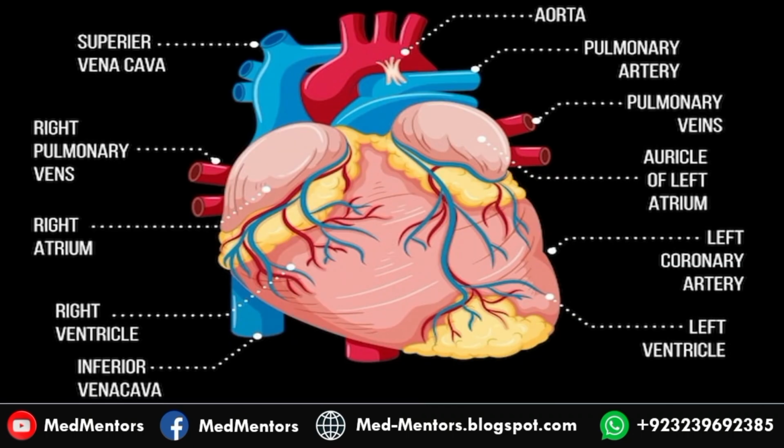Here we have a diagram of the human heart. In this diagram, there are different parts of the heart shown. This is the aorta, here is the superior vena cava, here are the right pulmonary veins. Here we have pulmonary veins, auricle of left atrium, left coronary artery, left ventricle, right ventricle, inferior vena cava, and different other parts like right atrium, left atrium. So these are different parts of the heart.